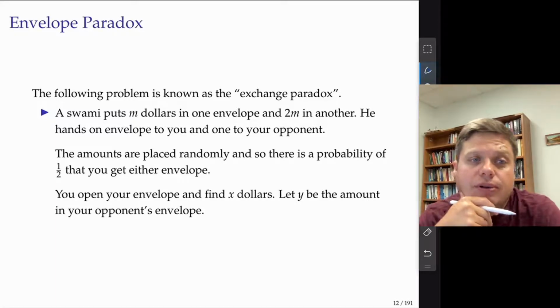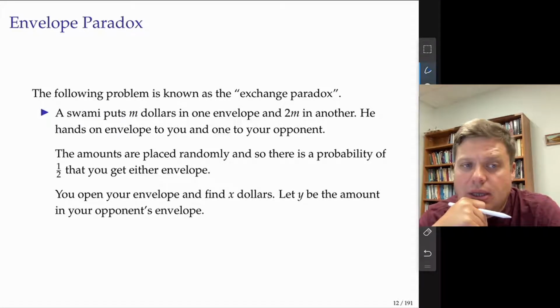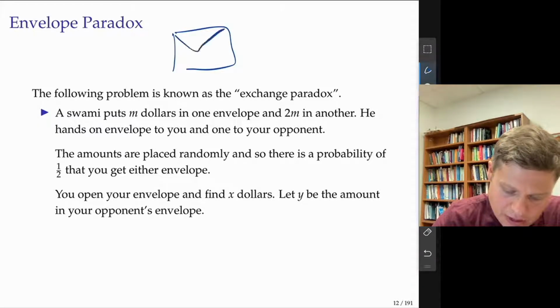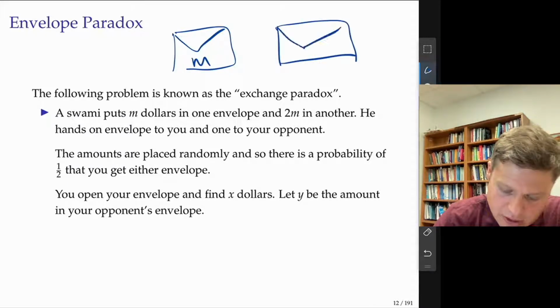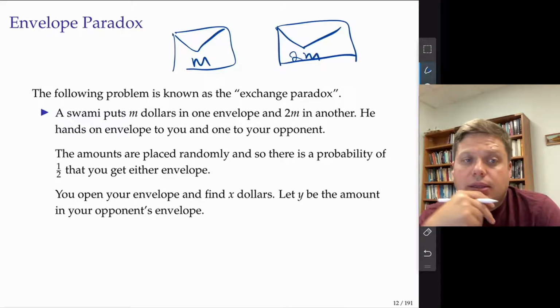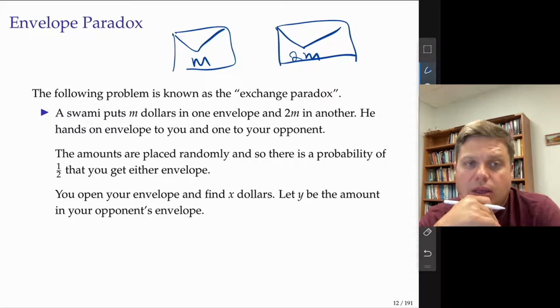And the setup is the following. A Swami puts $M in one envelope and twice that size, $2M, in another envelope. So you have two envelopes, and one envelope has $M in it, and another envelope has $2M in it. And he hands one envelope to you and one to your opponent. The amounts are placed randomly, and so there is a probability of 1/2 that you get either of those envelopes.